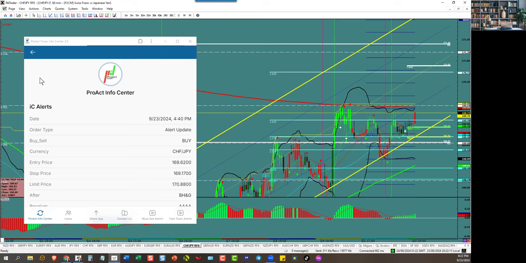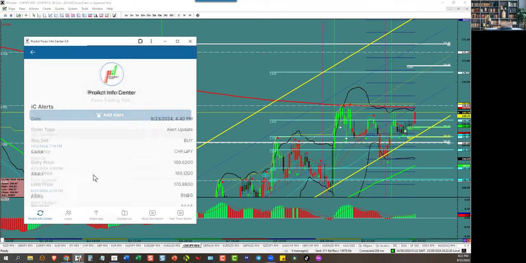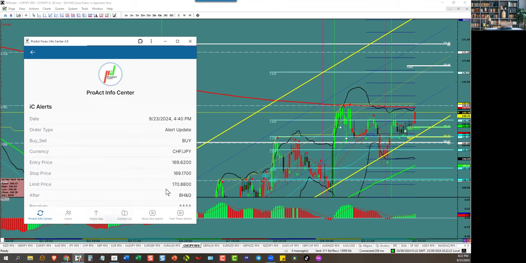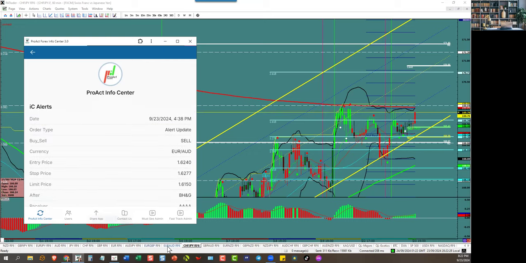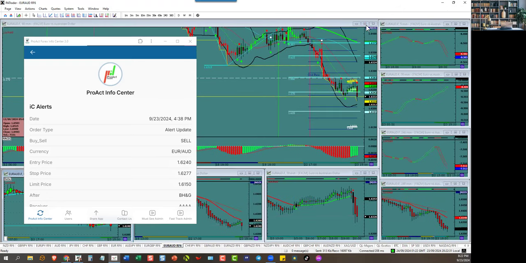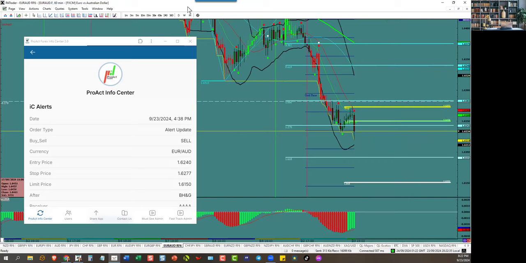Yeah, right. All right. Next one and last one is right here. Swiss, oh, that's Swiss yen. Where's the other one? I missed one. Euro Aussie. Right. Now, Euro Aussie, I have down. It's a sell. So I have it as a sell at 162.40. 162.40 right there. There's the trade.